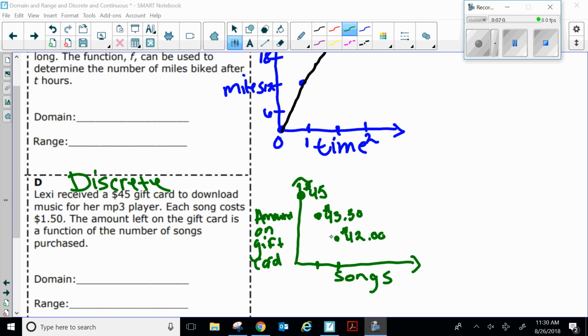So because she'll never have those in between values, that makes this a discrete relationship. There's a beginning and an end, just like continuous, except in this case, there's specific values between that beginning and end.